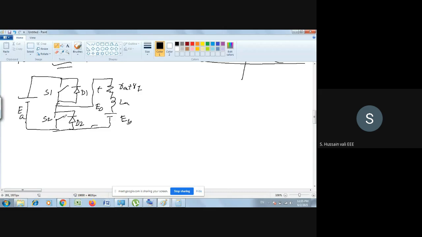So now when you close the switch S2, the current will circulate through S2. When you open that, it will go through D1 and D2. So both regenerative and motoring conditions are there here also. So everything is same. There is no change here.